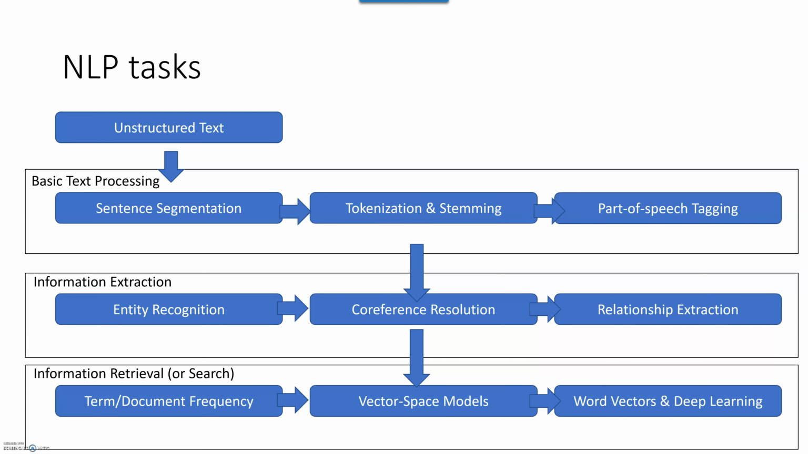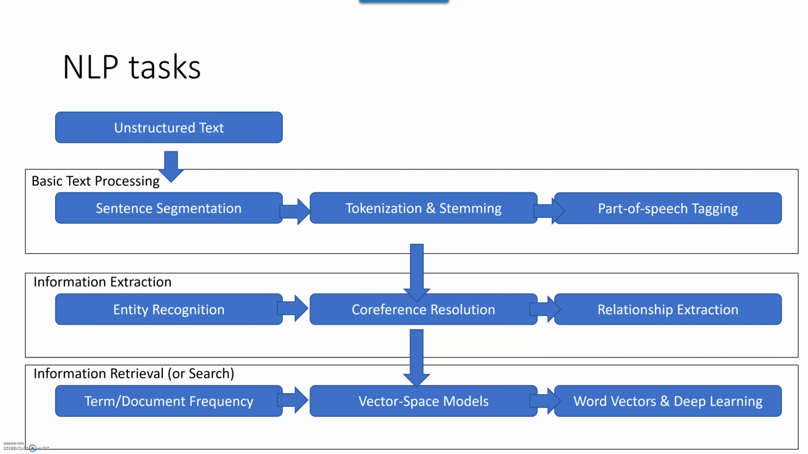Natural language processing is comprised of several tasks. So there's basic text processing, information extraction, and information retrieval. With basic text processing, you're mostly concerned with breaking down the sentence into separate words, so-called tokens, and identifying different parts of speech.